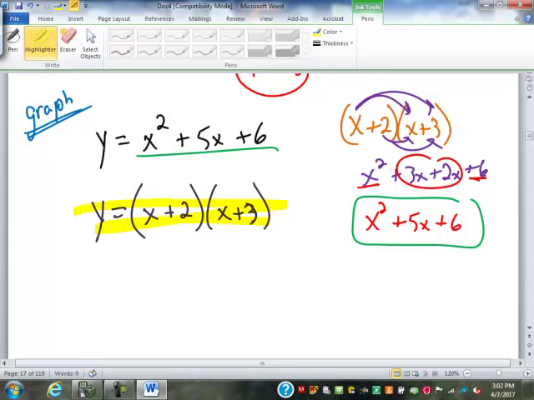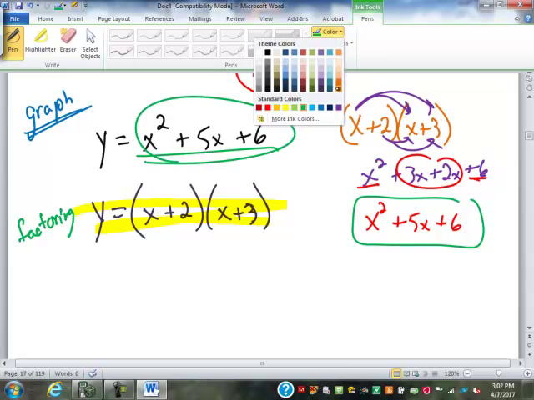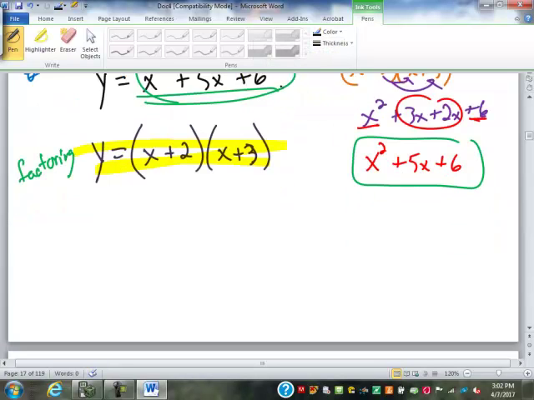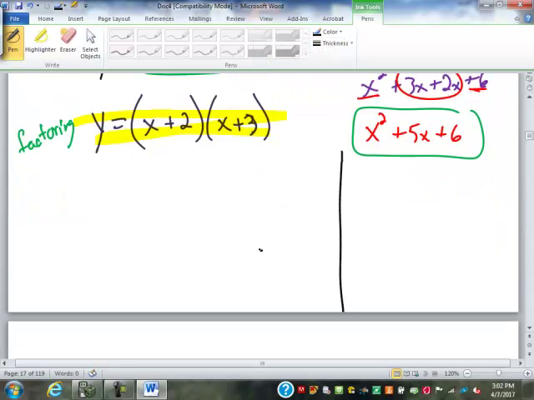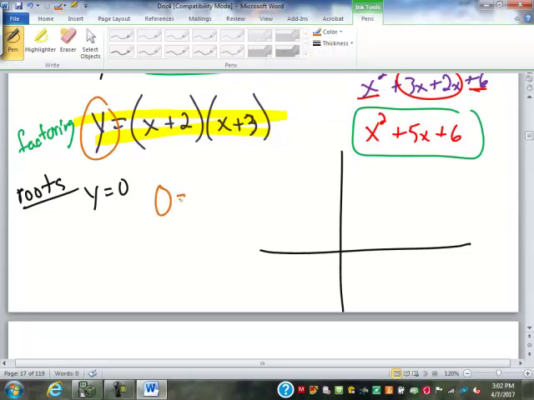This here is what we call the factorization, or the factoring of this. We've just split it up into two factors. Now, if we were going to graph this, one of the biggest points of interest on a graph is called the zeros, or the roots. The zeros are where y equals 0. So the roots are where y equals 0. So that means I would put 0 in here for y, and I'd be looking at 0 equals x plus 2 times x plus 3.